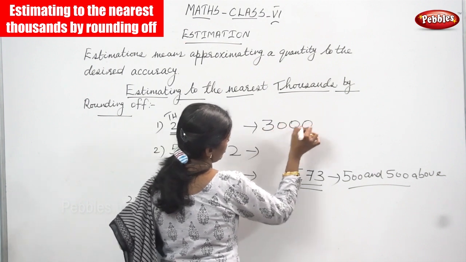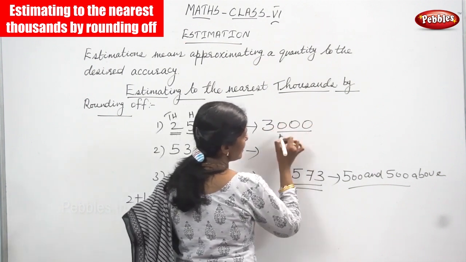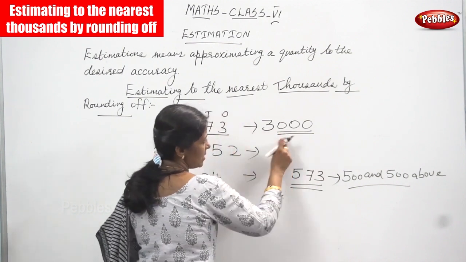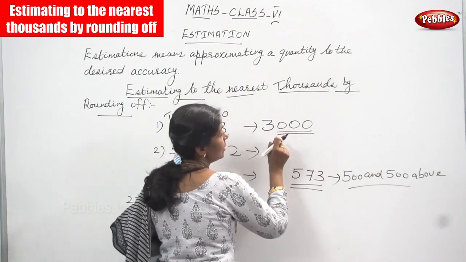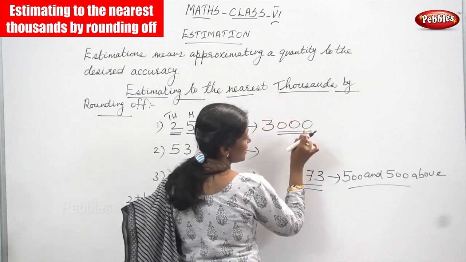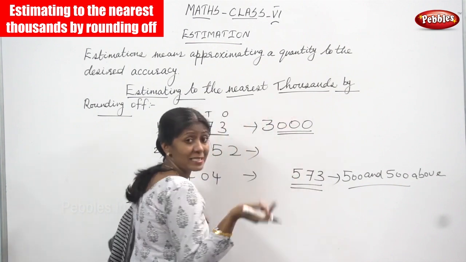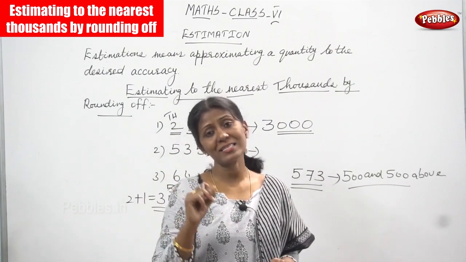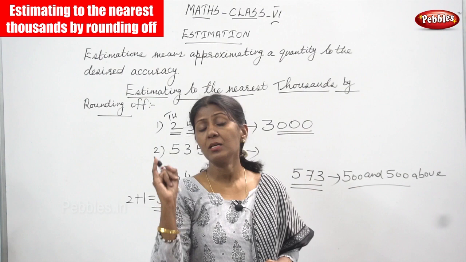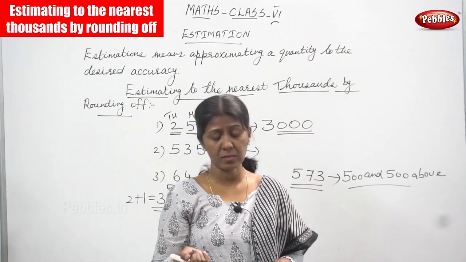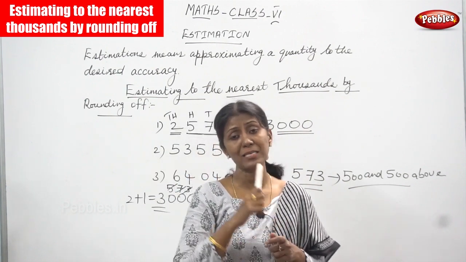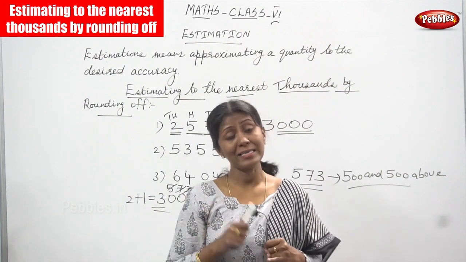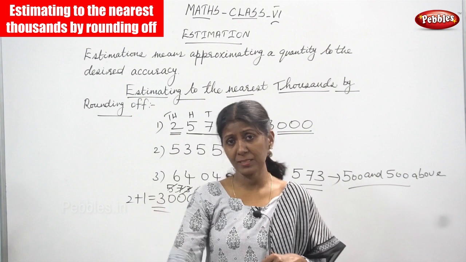For the nearest 1000, the last 3 digits must become 3 zeros. Nearest 100 means the last 2 digits become 2 zeros. And nearest 10 means only the last 1 digit becomes 0. I will repeat once again: nearest 1000 means the last 3 digits become 0, nearest 100 means the last 2 digits become 0, and nearest 10 means only the last 1 digit becomes 0.